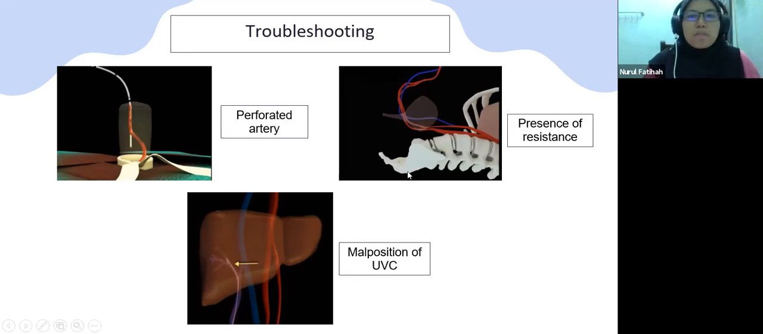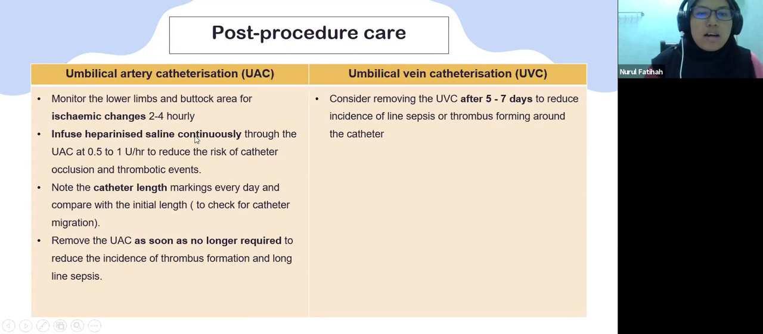Okay, so post-procedure care for umbilical artery catheterization, very importantly, you have to look for ischemic changes every 2 to 4 hourly. And then we have to infuse with heparinized saline continuously because we want to prevent any thrombotic events, and also note the catheter line marking every day to make sure the catheter is in place, and remove the catheter as soon as no longer required. And also for the umbilical vein catheter, consider removing after 5 to 7 days because we want to reduce the risk of thrombosis and also infection.